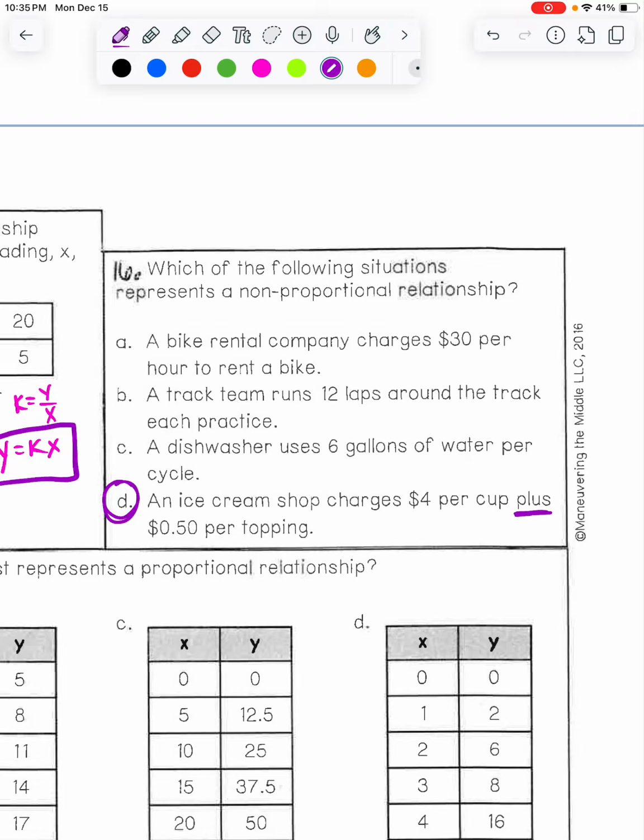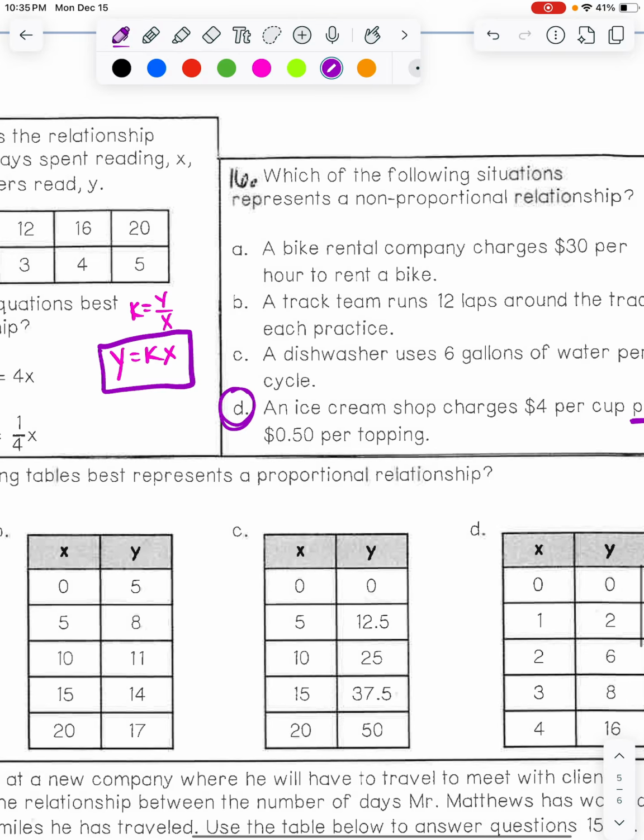Plus. $4 per cup plus 50 cents per topping. Notice how all of the rest of them don't have that. I'm not adding or subtracting anything else to any of those other situations. D is the not proportional relationship on 16.